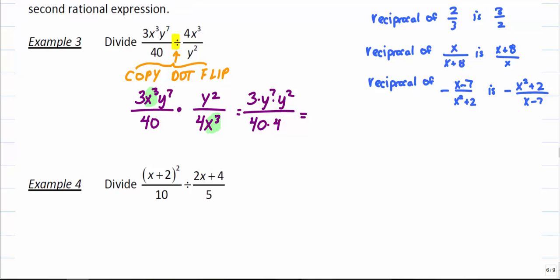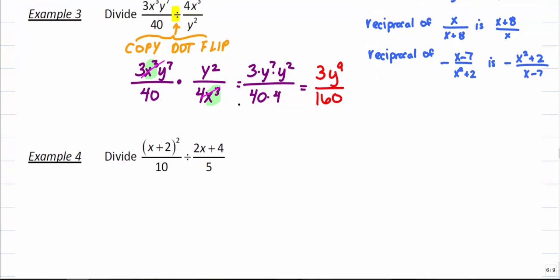And all I can do there is realize that I have a total right here of y to the 9th over 160. And that's it. That's all I can do. So just as a side note again, that and that divided out. And that's how you divide rational expressions.